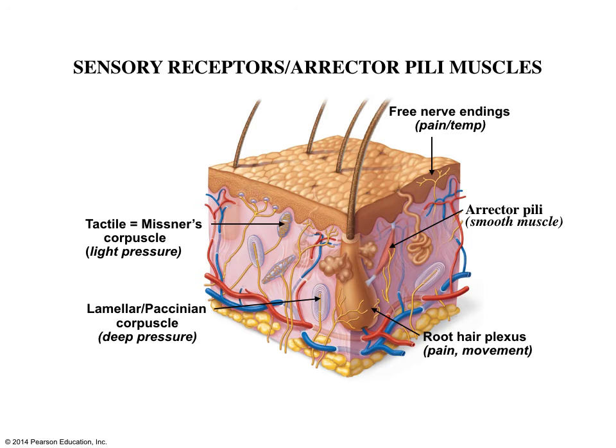Also associated with hair would be smooth muscles known as arrector pili muscles. These muscles contract or react to various stressors, in which case they contract and pull the hair up to form what we normally call goosebumps or goose pimples. Arrector pili are smooth muscles.